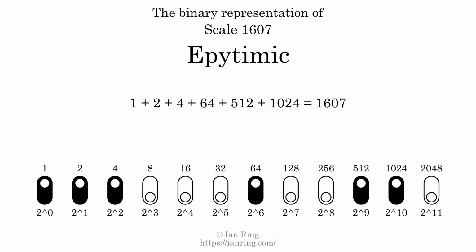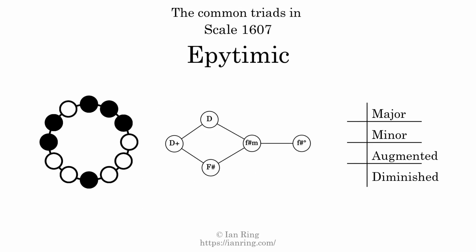The scale number not only enumerates the scale with a unique index, but it also literally describes the tonal content of the scale. Represented as a binary number in base 2, the scale number is 0110010000111. Here are the common triads present in this scale.